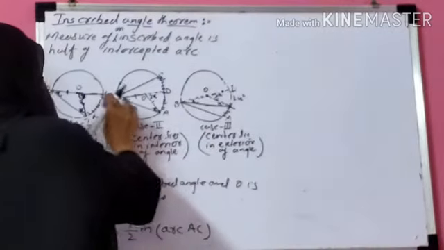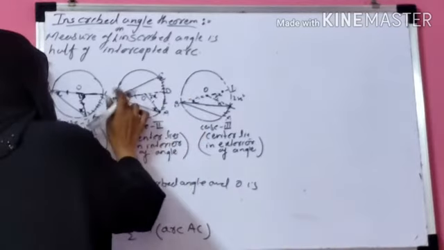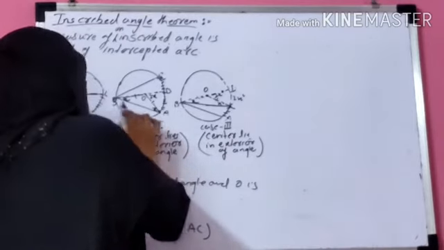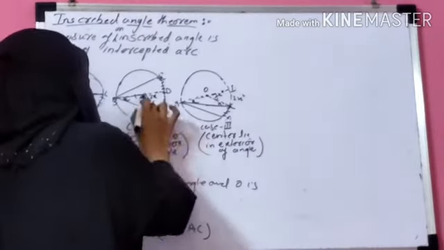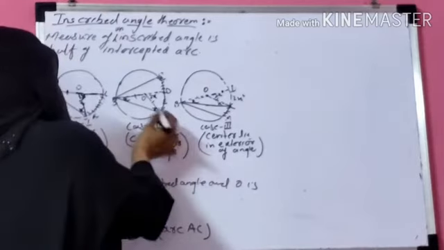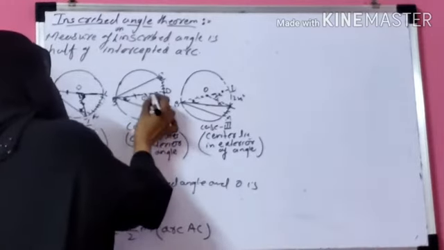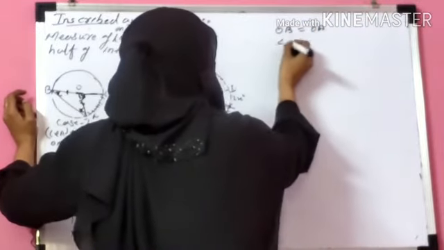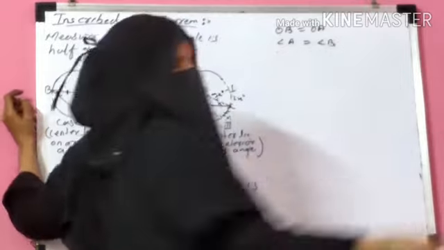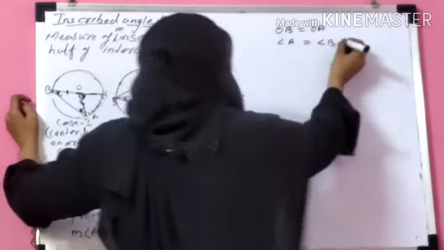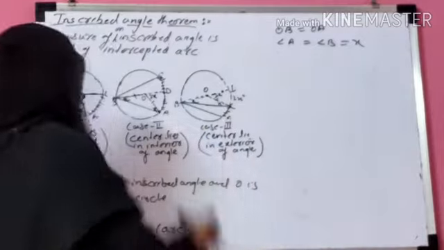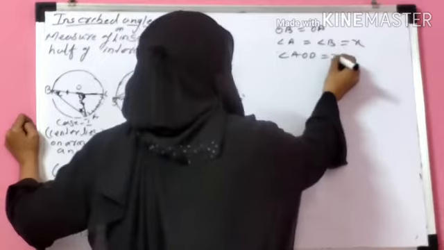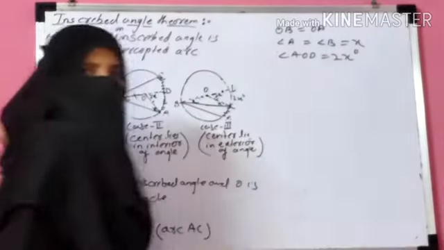the construction is draw diameter BD and join OA. First of all, we have drawn here the diameter BD and OA. Again here OB is equal to OA. So therefore angle A is equal to angle B, isosceles triangle. I suppose these two angles as x degrees. Then therefore angle AOD, exterior angle AOD, is x plus x, 2x degrees, exterior angle.